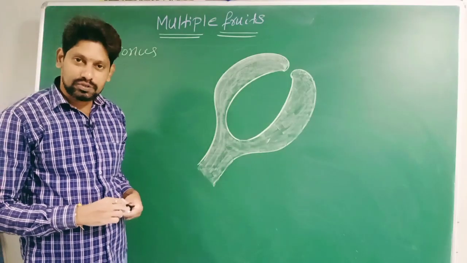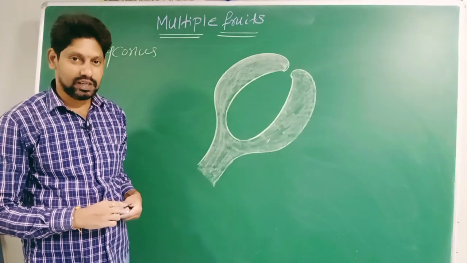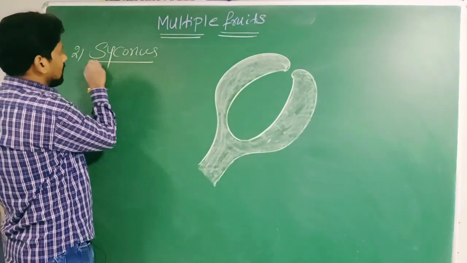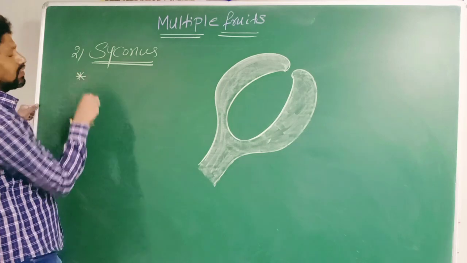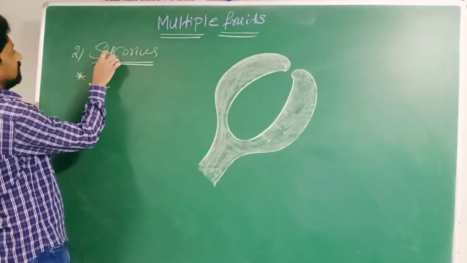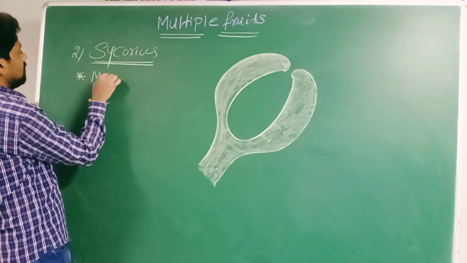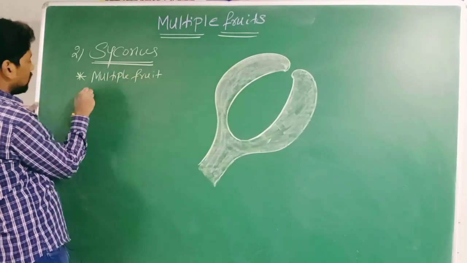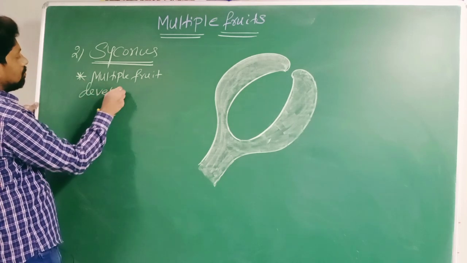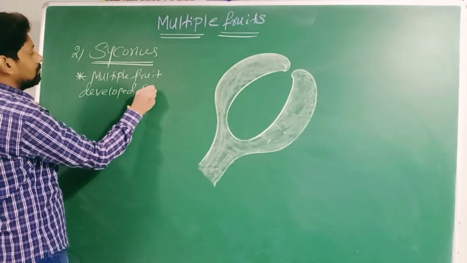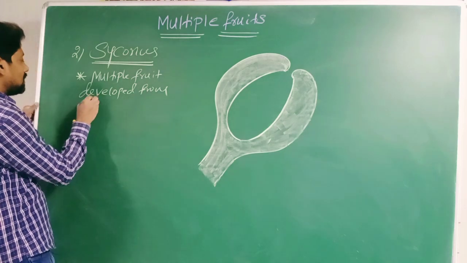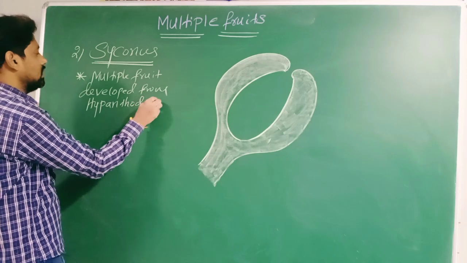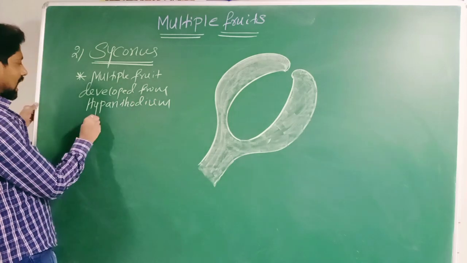Multiple fruits are of two types. First one is sorosis and second one is cyconus. We completed sorosis, now we are going for cyconus. Cyconus is a multiple fruit developed from hypanthodium inflorescence.